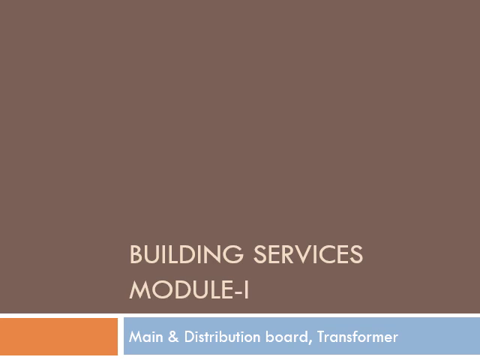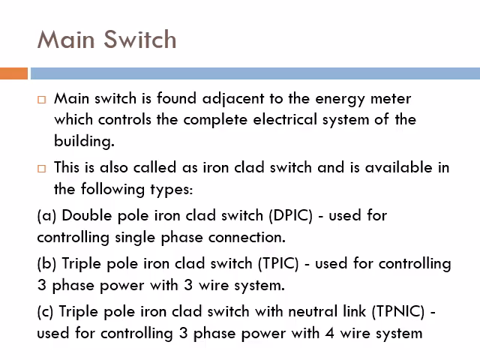Welcome all. Today in building services, we will get to know about what the main board and the distribution board are, and also about the transformer. First, what is the main board or the main switch? The main switch is found adjacent to the energy meter, which has the complete electrical control of the building.